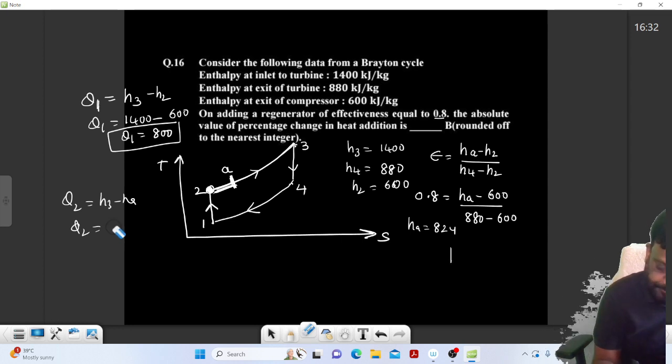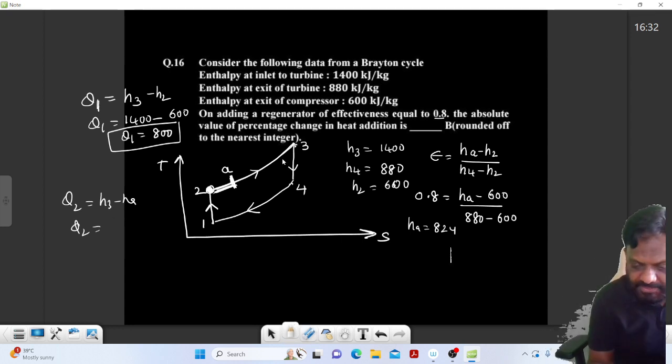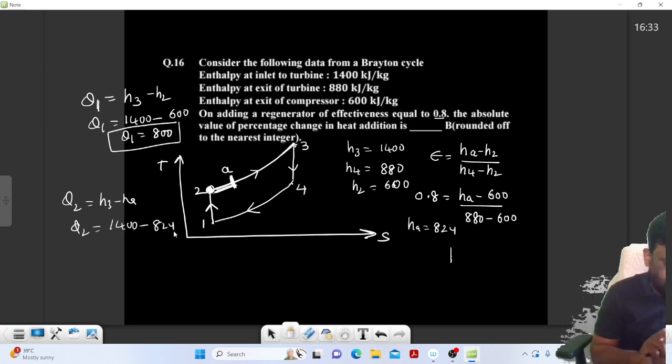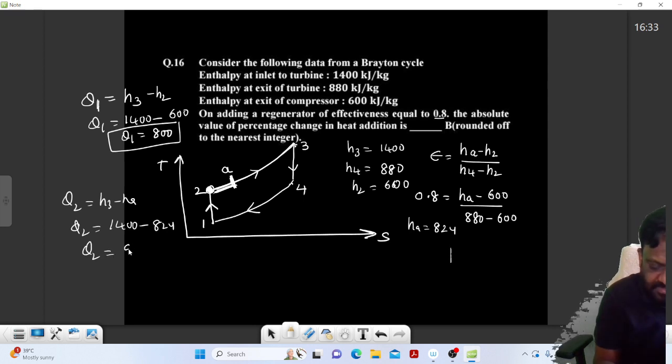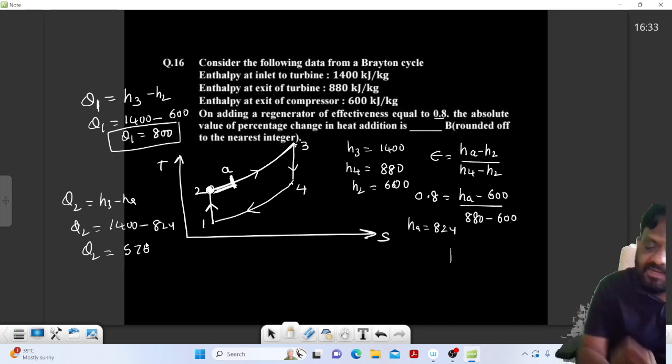So therefore, how much is H3? 1400 minus HA. What is HA, sir? Just now you have calculated 824. So 1400 minus 824 gives 576. Before the regenerator we supplied 800. After the regenerator we are supplying only 576.